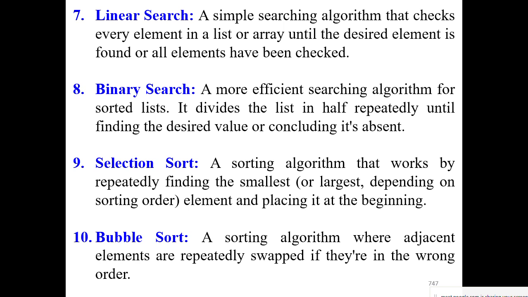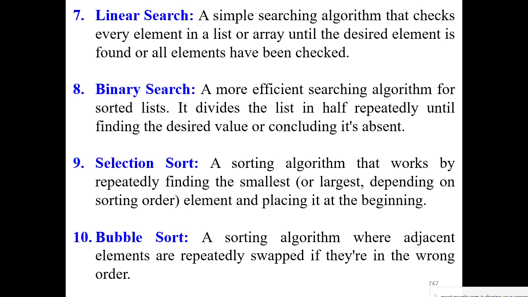Then the linear search algorithm checks every element in a list or array until the desired element is found or all elements have been checked. We have seen binary search, a more efficient searching algorithm for a sorted list. It divides the list in half repeatedly until finding the desired value or concluding it's absent.